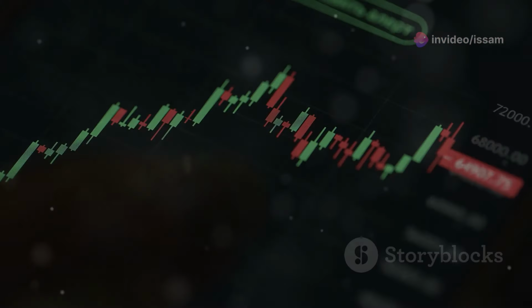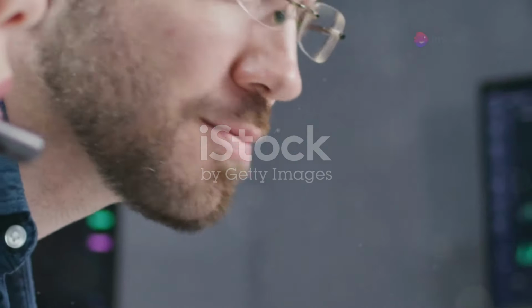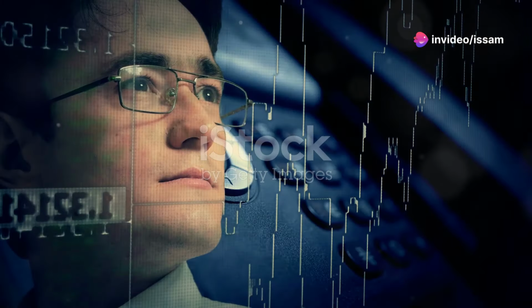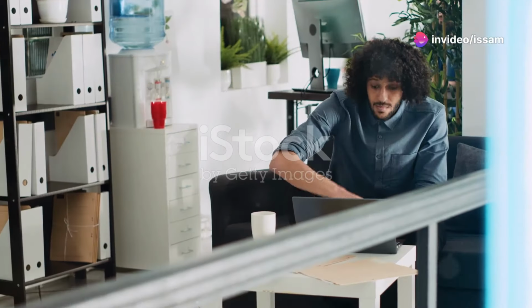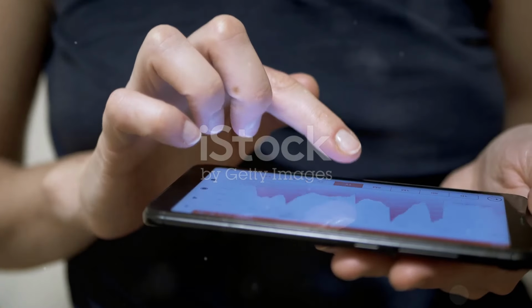Trendlines might seem simple, but they are a key tool in identifying market direction and timing your trades effectively. When combined with price action, volume, and proper risk management, they can give you a major edge. So, there you have it, a powerful trendline breakout strategy that you can start using today.